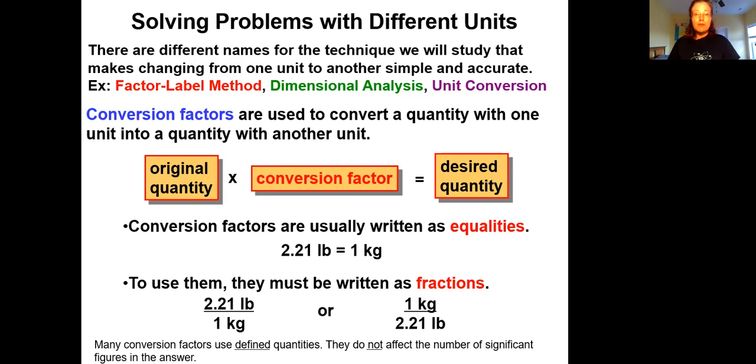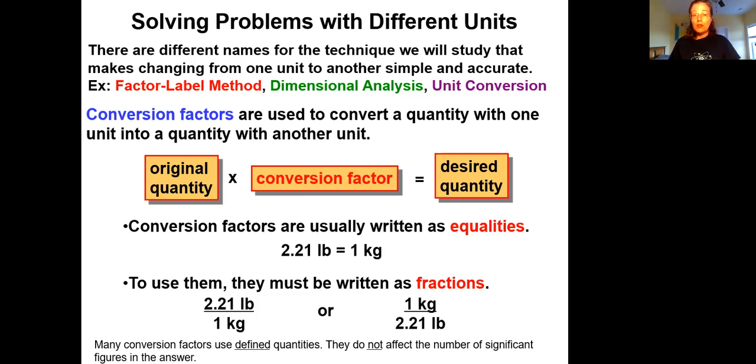To use them in the unit conversions, whether you're using the factor label method or the proportions method, you need to write these values as fractions. You want to keep units together. Personally, I prefer to have the two different units in the same fraction. So perhaps I would choose to put pounds on top and then put kilograms on the bottom.